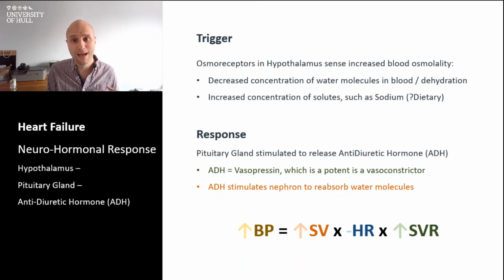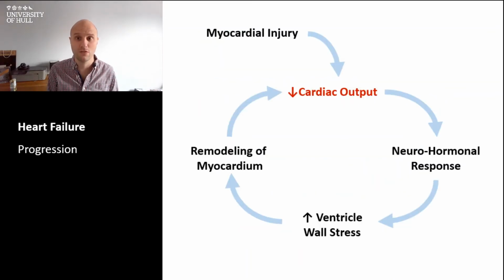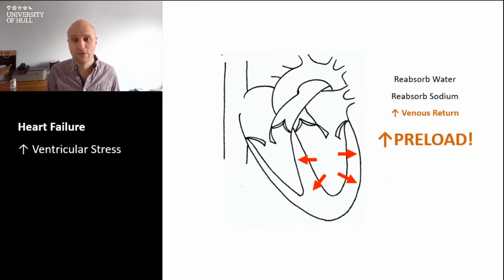But also, antidiuretic hormone itself is otherwise known as vasopressin, which is a potent vasoconstrictor. So again, we've got an increase in preload and increase in systemic vascular resistance. And here we go, so going back to our model. As I've just said, if we reabsorb more water, if we reabsorb more sodium, we get more preload. In a failing or injured heart, that puts more stress on the ventricle.